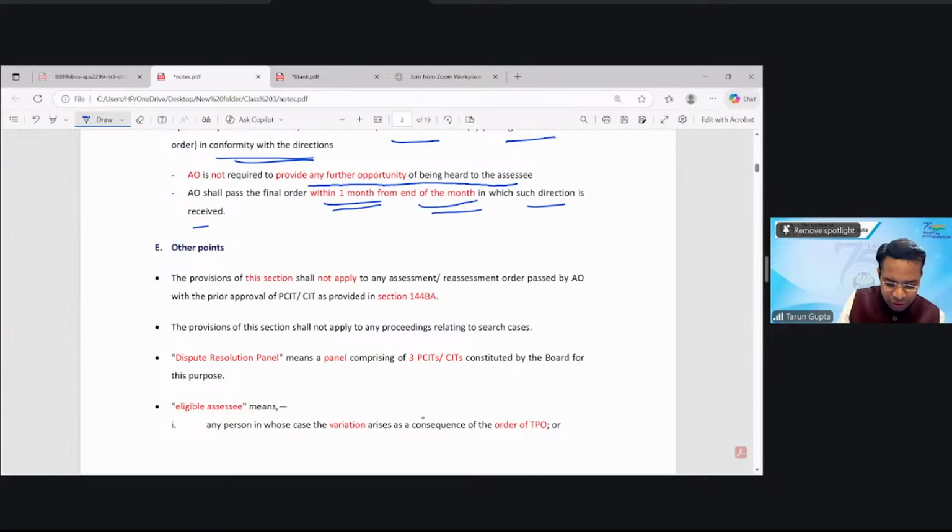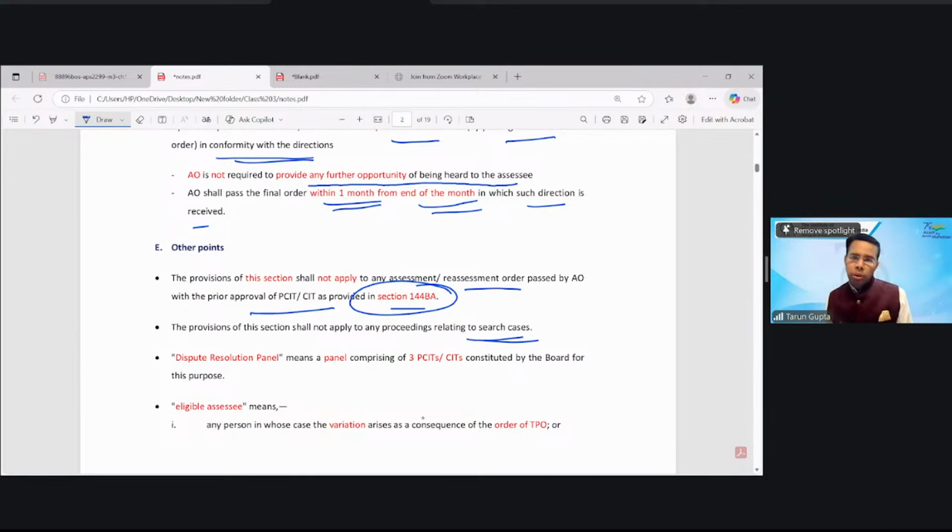The provision of this section shall not apply to any assessment or reassessment order passed by AO with the previous approval of PCIT or CIT, as provided in section 144BA. So what does section 144BA say? It's GAR, impermissible avoidance agreement. So if an order is passed in accordance with 144BA, then the DRP route is not available. The provision of this section shall not apply to any proceeding relating to such cases. In such case as well, the DRP route is not available.